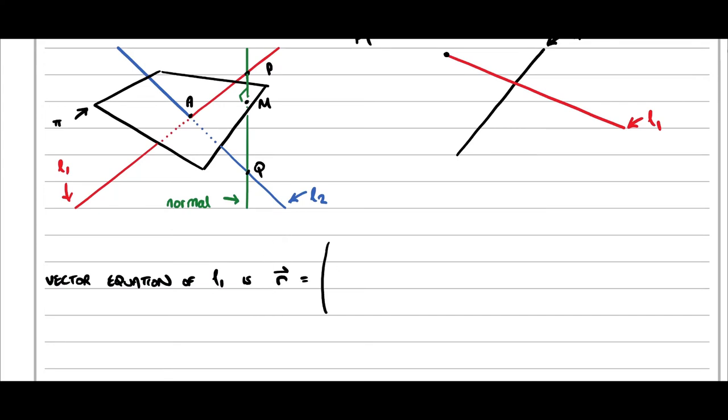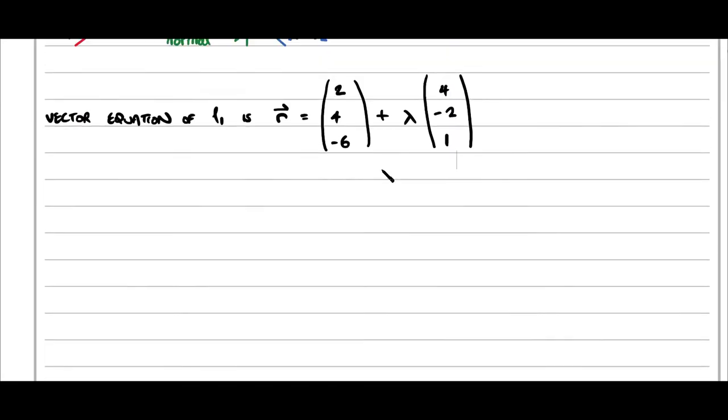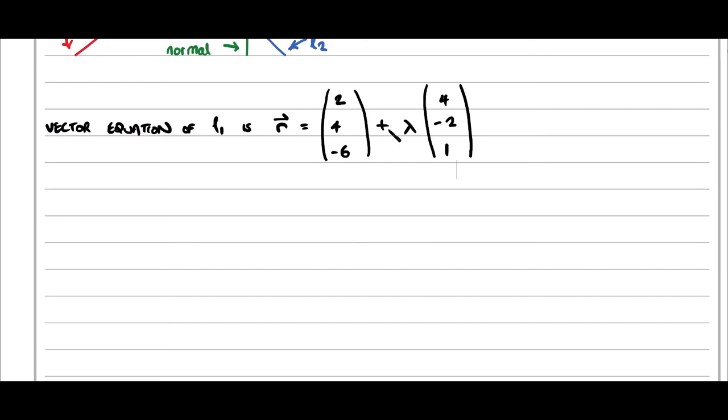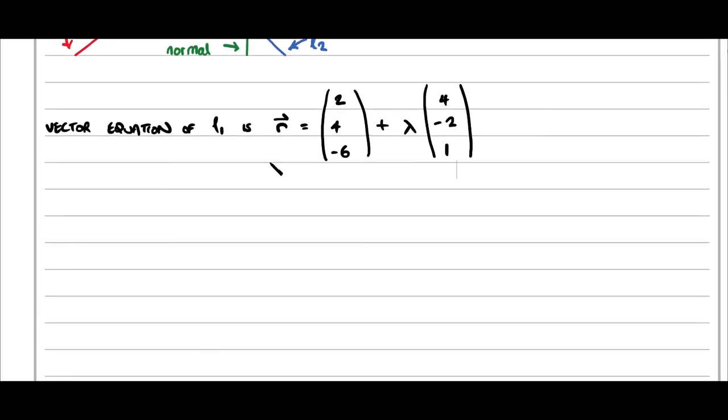This would be (2, 4, -6) + λ(4, -2, 1). So all we are doing over here is using this Cartesian form to write it in vector form. And therefore, the coordinates of P shown here would be (2, 4, -6). And therefore, this coordinate of P is a point on L1. Okay? It's a point on L1.